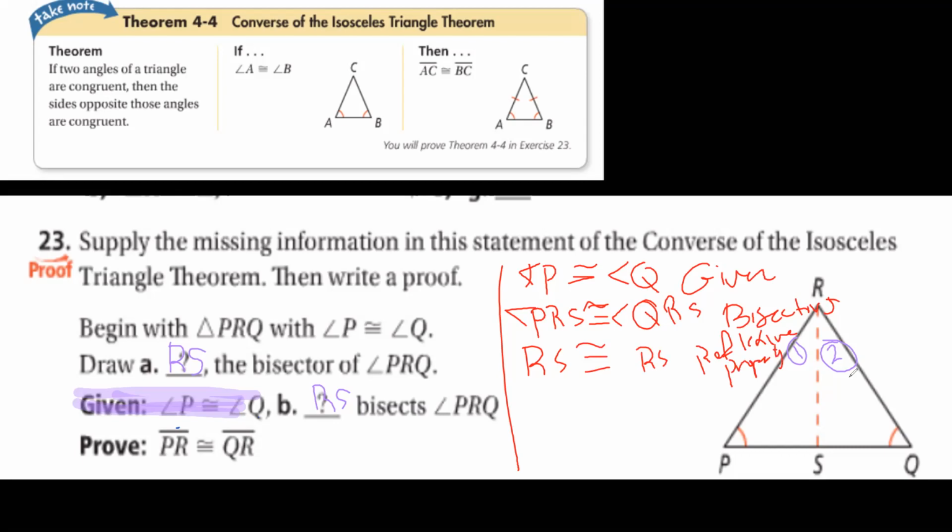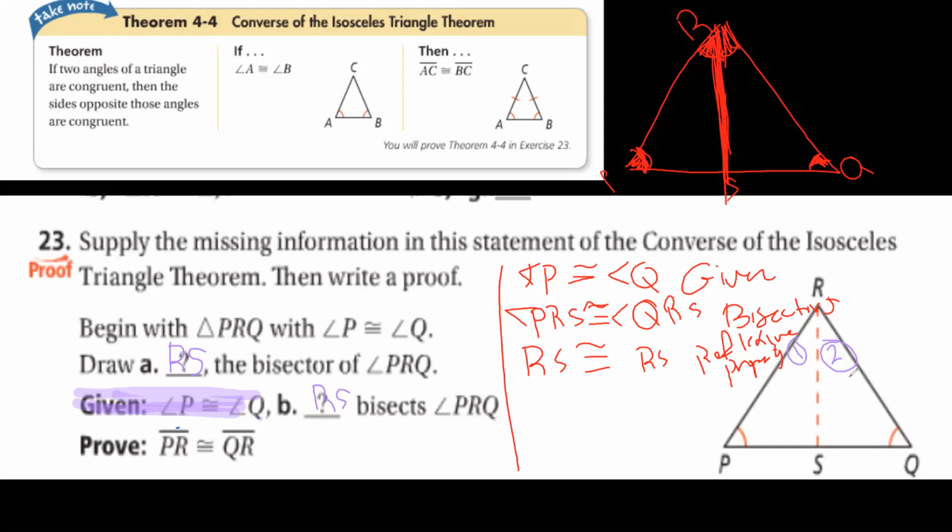So by now, I have an angle, I have another angle, and I have a side. Here we have angle P, angle Q, angle R. Here we said we have S. Now, we prove that angle P is congruent with angle Q. And this angle is congruent with this angle. And this side too.